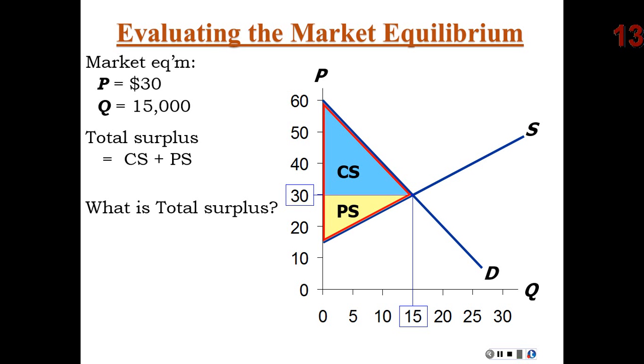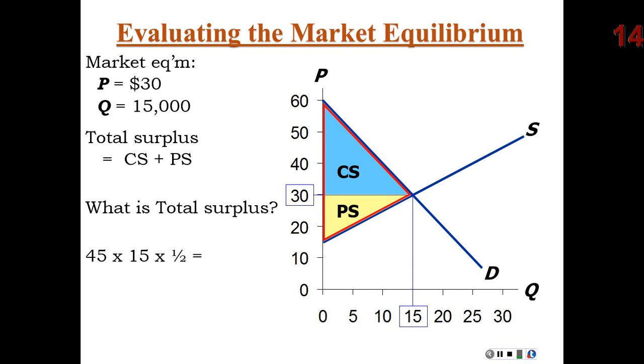Okay, both consumer plus the producer surplus. And in this case, if we wanted to find total surplus, we could either find consumer surplus, which would be the 30 times 15 divided by 2, which would be 225, and we could add that to producer surplus, which would be 30 minus 15 times 15 divided by 2, which would be 112.5.